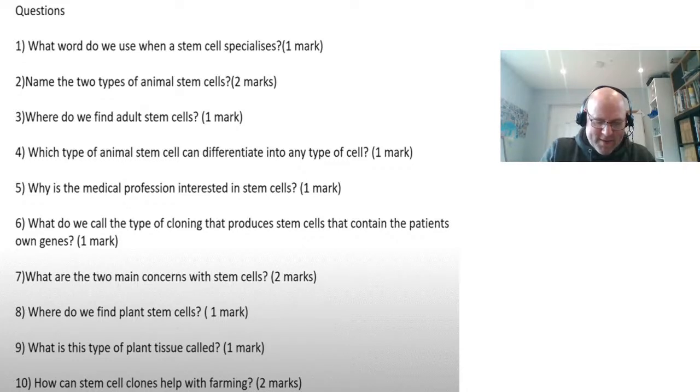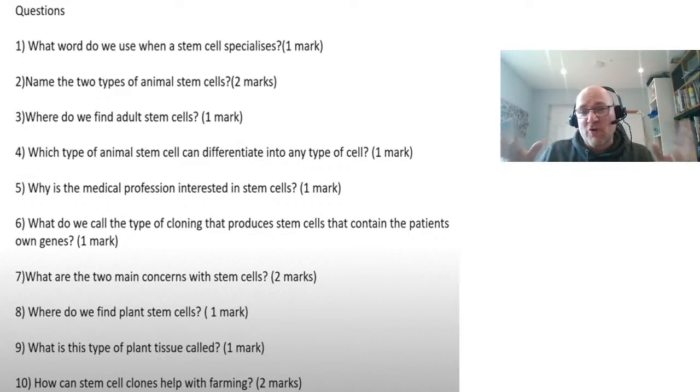Anyone know? Meristem tissue. Has anyone heard of meristem tissue? The tip of the roots and shoots are known as meristem tissue. That could come up as a one marker. And how stem cell cloning can help with farming.